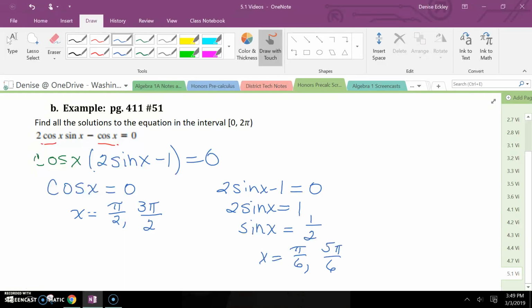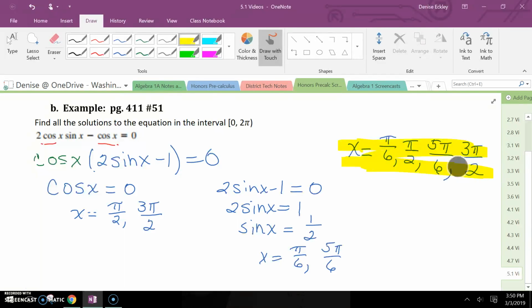Now, since the interval was written in radians, we're going to write our solution in radians. So our answer is going to be all these angles. So we have pi over 6, pi over 2, 5 pi over 6, and 3 pi over 2. And those are our solutions in the interval 0 to 2 pi.